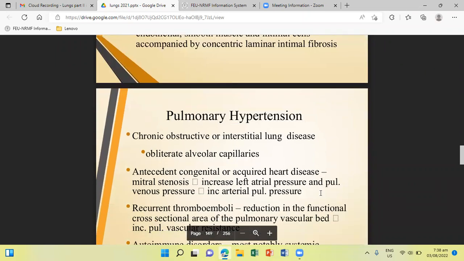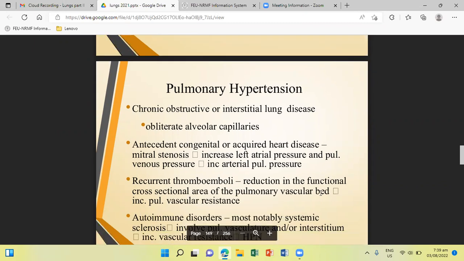Chronic obstructive or interstitial lung disease, pulmonary hypertension. One example I can give is obstructive sleep apnea. This is due to obesity and hypoxemia, which may be significant contributory factors to increased vascular resistance and eventual pulmonary hypertension. Chronic obstructive or interstitial lung diseases will obliterate alveolar capillaries. When this happens, it will increase pulmonary resistance to blood flow and, secondarily, pulmonary blood pressure.